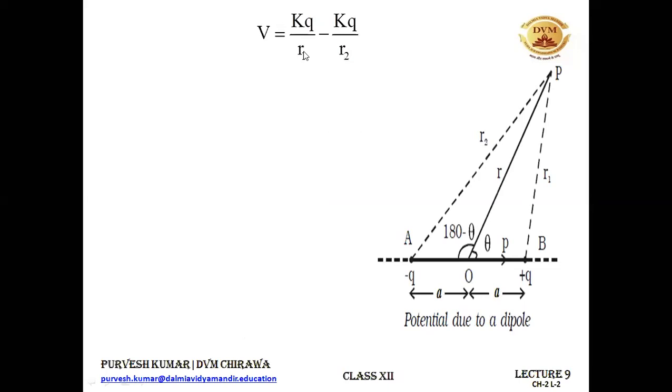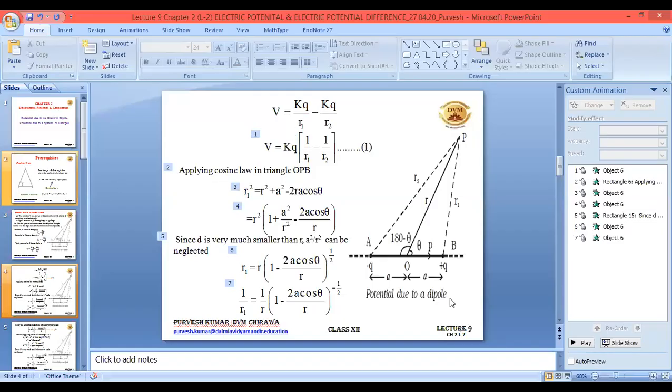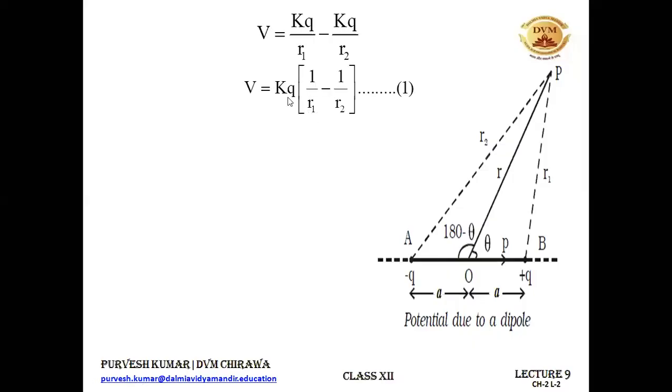This is what we have obtained, so please mark it as equation number 1. Write it like this: V is equal to kq, which you have taken common, times 1 upon R1 minus 1 upon R2, and mark it as equation number 1. We will be finding the values of 1 upon R1 and 1 upon R2, and then we'll be putting those values in equation number 1.